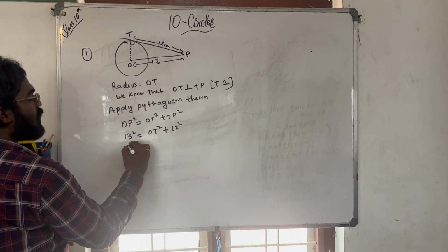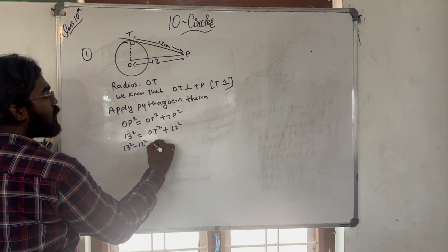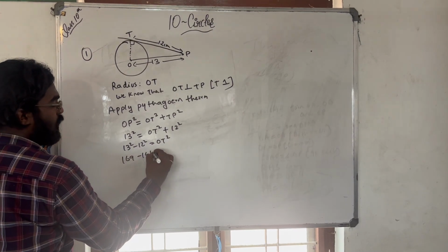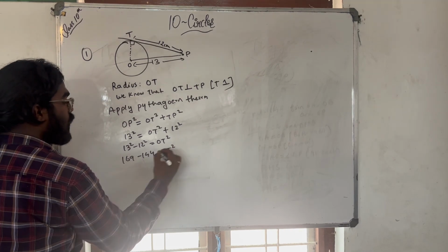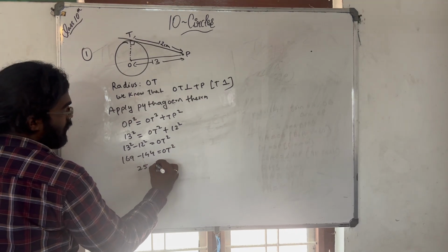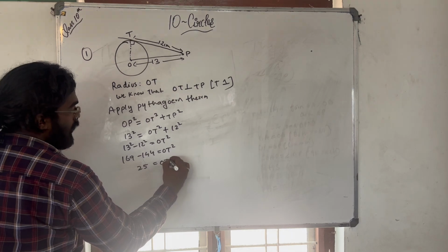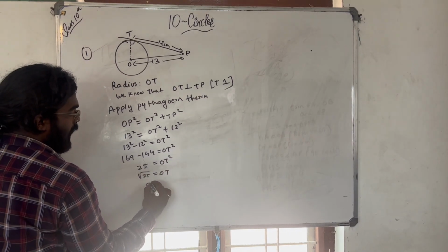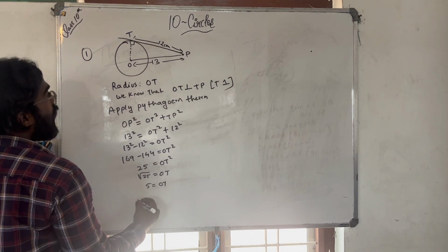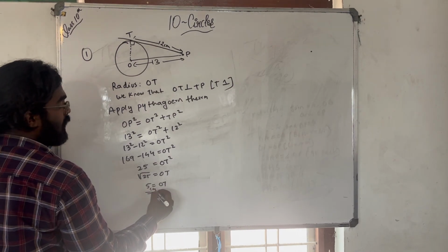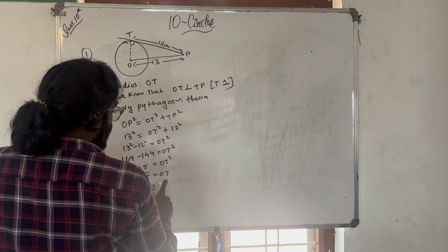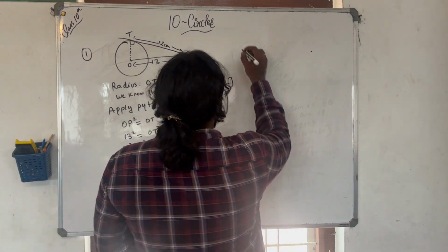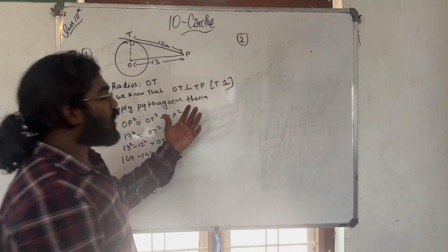तो 12 square किधर लेके आओ? 13 square minus 12 square is equal to OT square. 13 square है 169 minus 144 is equal to OT square. ये होगा 25 is equal to OT square. Root of 25 is OT. 5 is equal to your OT. तो 5 सेंटीमीटर में आएगा, ये भी लिखना भूलना मत. Because you see here it is centimeter, here also it is centimeter. That was the first question. We'll go to the second question. I hope you understood the first question.